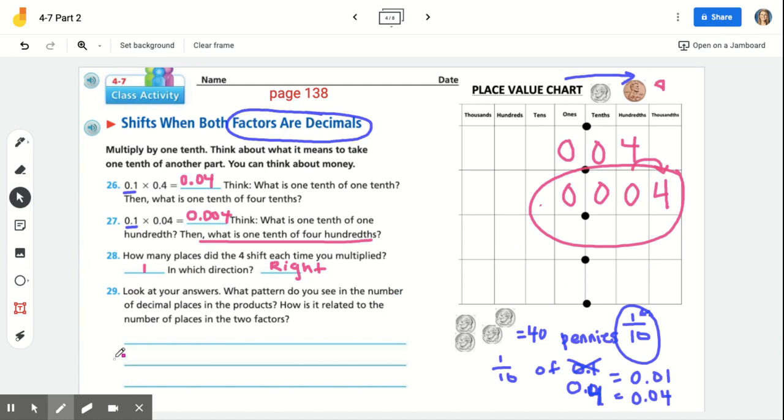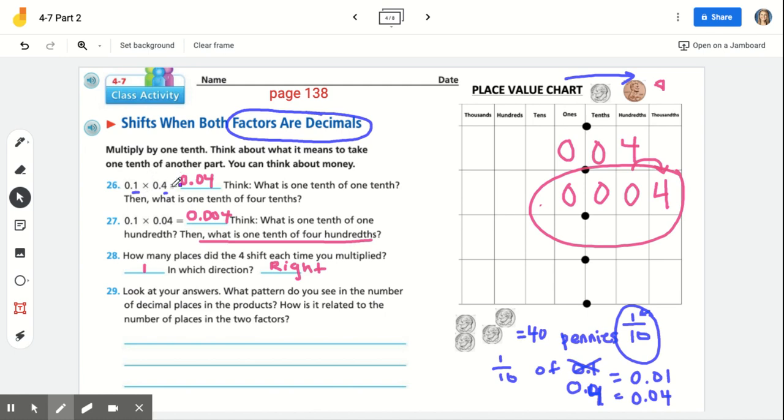Number 29 says, look at your answers. What pattern do you see in the number of decimal places in the products? How is it related to the number of places in the two factors? So there's a third way that we can solve problems like this, and we've practiced this when we were multiplying whole numbers times decimals, and it's to look at the two factors as if they're whole numbers and multiply, and then make sure you have the same amount of place values in your product as you do in your factors. So let's take a look at number 26. 1/10 times 4/10. What I'd like you to do with me is let's underline the digit 1 and underline the digit 4.